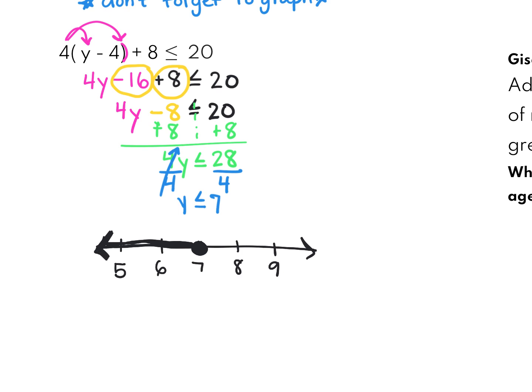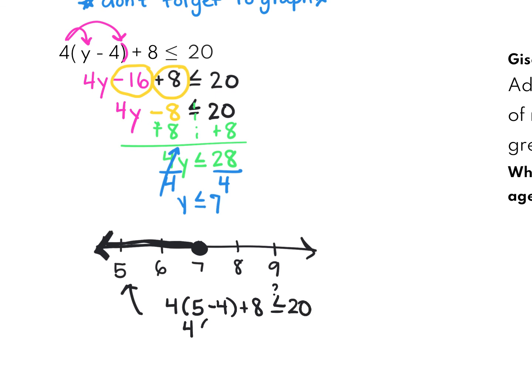Now for the check. Let's use 5. So we have 4 times 5, because that's where the y was. So I'm going to take the y out way up here, and I'm going to plug in a 5. I'm rewriting everything else. Minus 4 plus 8. Is that less than or equal to 20?